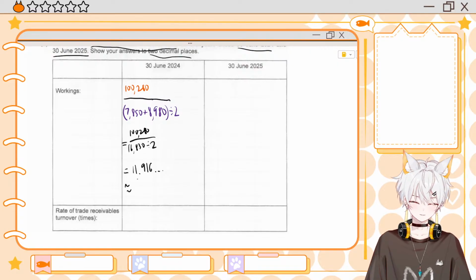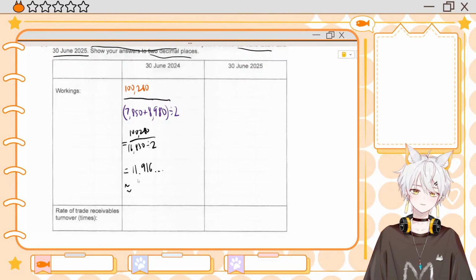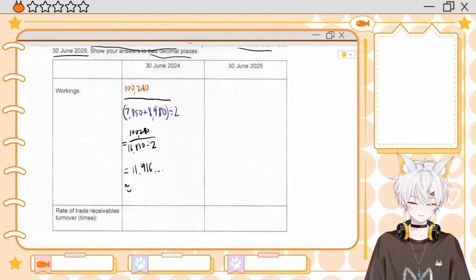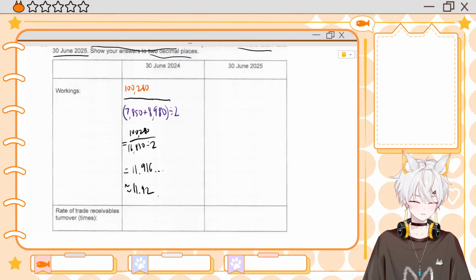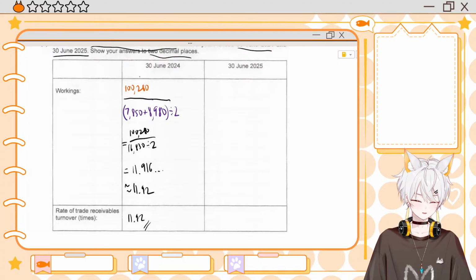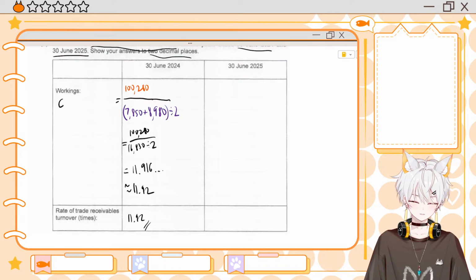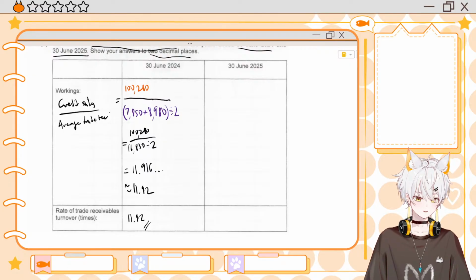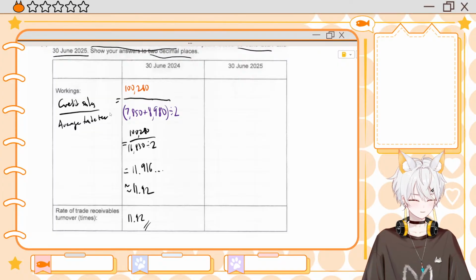And then the question wants you to round it off to 2 decimal places. So it's 11.92, right? And then this is 11.92, the answer. So usually for exams, it's also better if you write out the formula. The formula would be credit sales divided by average trade receivables. Okay. If I'm not wrong, that is the formula.